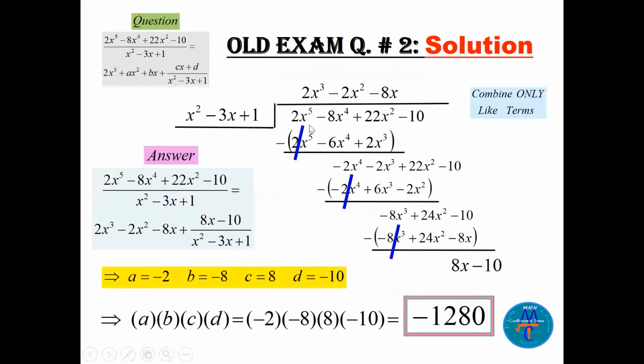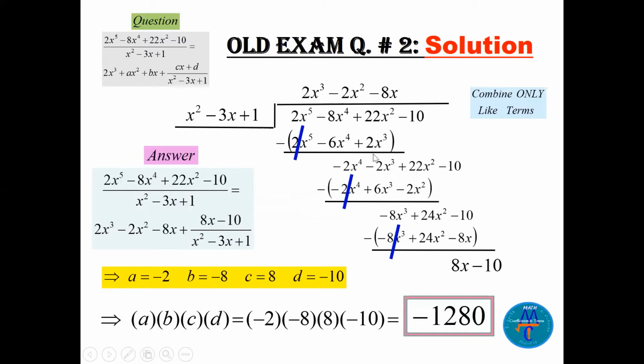Now when you divide, maybe I can leave the division for you. I will try the first few terms. 2x to the power 5 divided by x squared, remember, will be 2x cubed. Then I multiply by all this, so it becomes 2x to the power 5 minus 6x to the power 4 plus 2x cubed. Then I subtract. So this will be cancelled, this will be plus 6x to the power 4, so there is a minus 2.